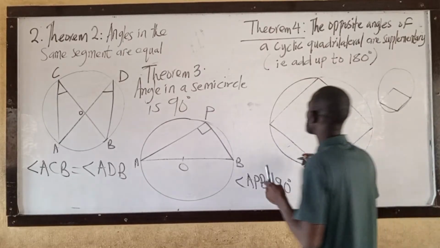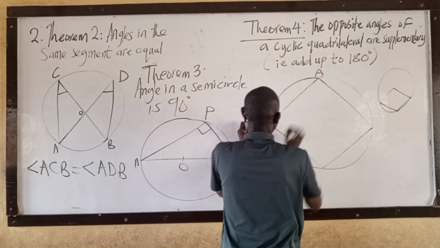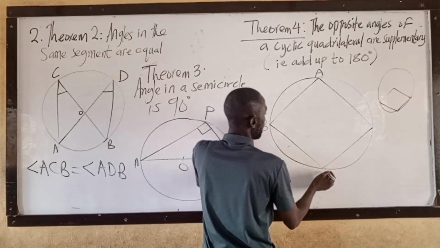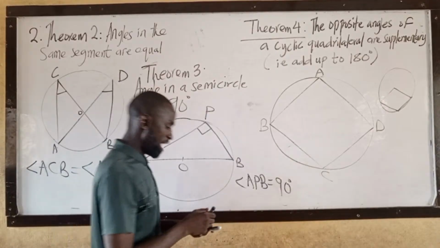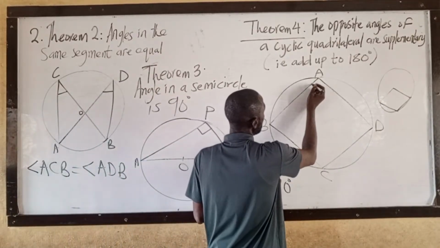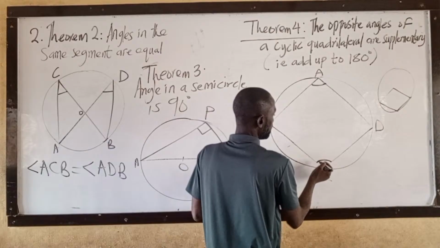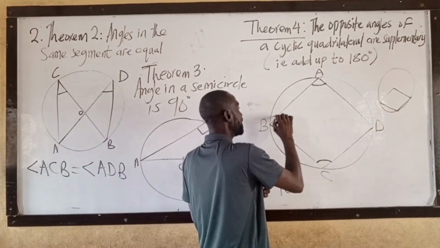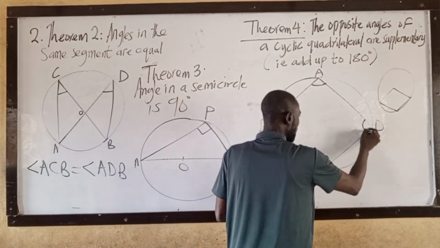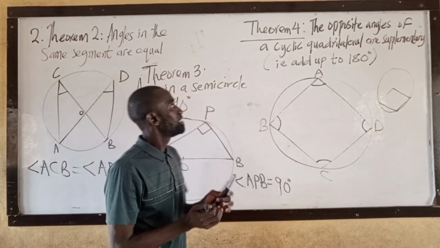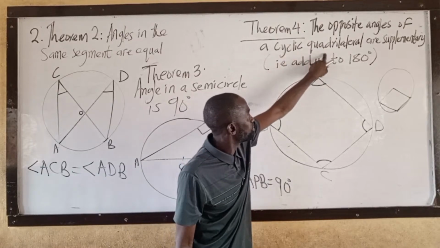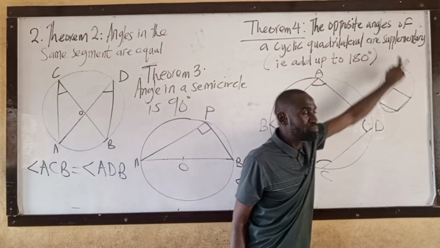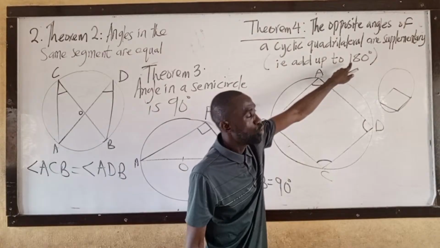theorem. So if I put this one as A, I put this one as B, C, and D. So I'm saying angle A plus angle C equals 180. Angle B plus angle D equals what now? 180. The opposite angles of a cyclic quadrilateral are supplementary, meaning they add up to 180 degrees.